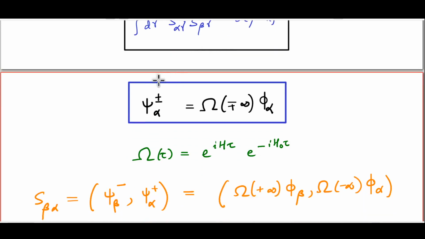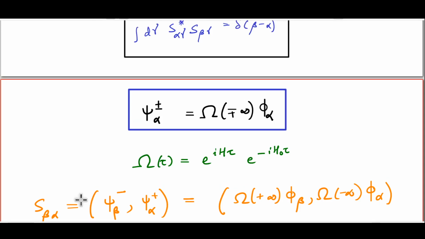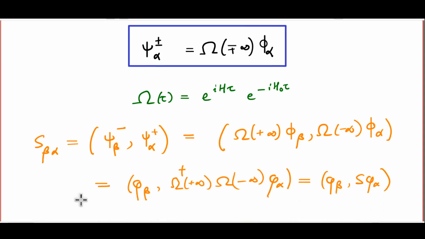And if I were to take these expressions for psi alpha plus/minus and plug them into my expression for S beta alpha, that is the overlap between psi beta minus and psi alpha plus, what I am going to get is: psi beta minus is of course omega plus infinity acting on phi beta, and psi alpha plus is omega minus infinity acting on phi alpha. And therefore, it is actually the overlap between these two states, phi beta and this, where I have actually moved the omega plus infinity from the left hand part of the inner product to the right hand part. Of course, it becomes its adjoint in the process.